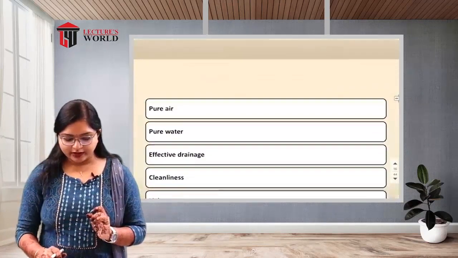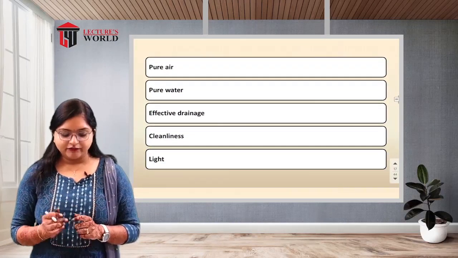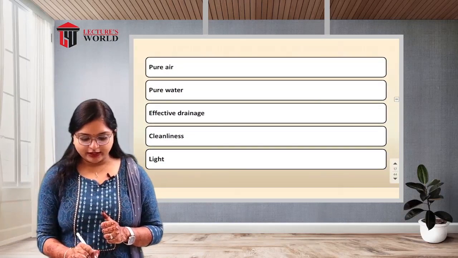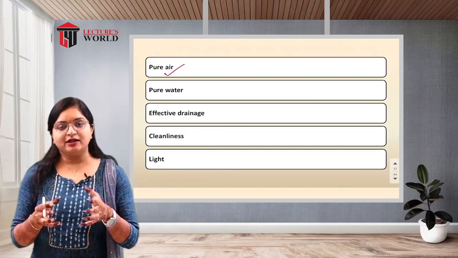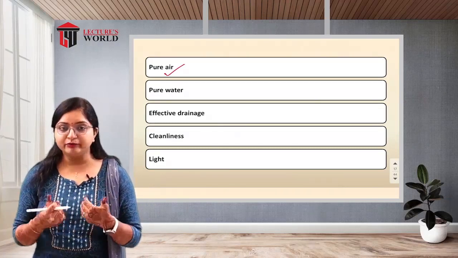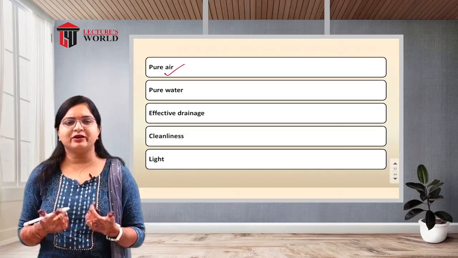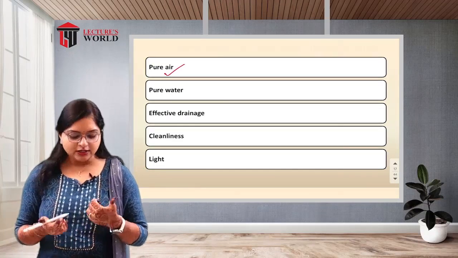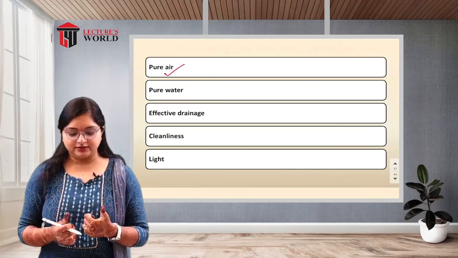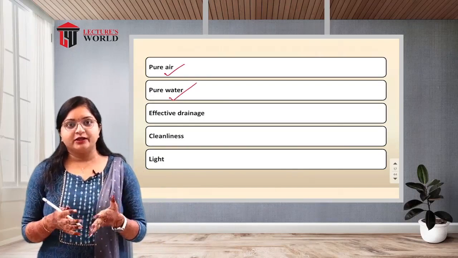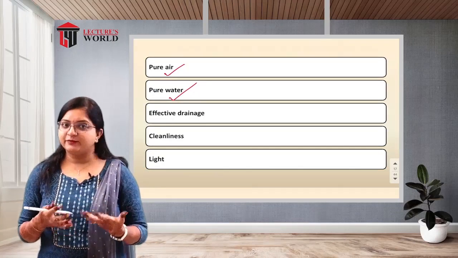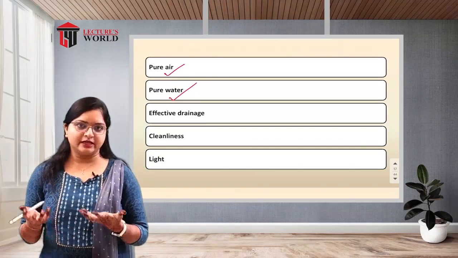So these 5 factors are: the first factor is pure air. If the air we breathe is pure, then no respiratory tract problems will occur. So pure air is very essential. The next one is pure water. If the water we drink is pure, then no waterborne diseases can occur.